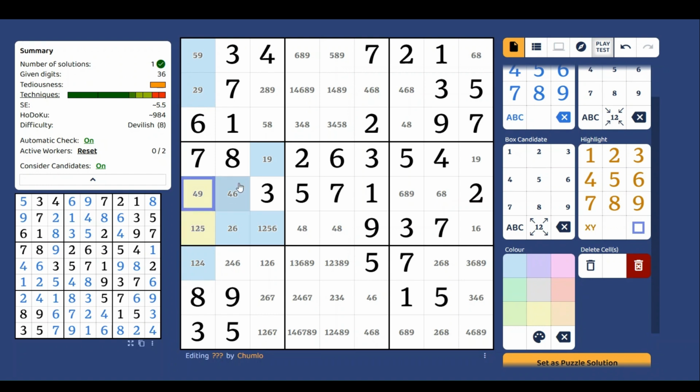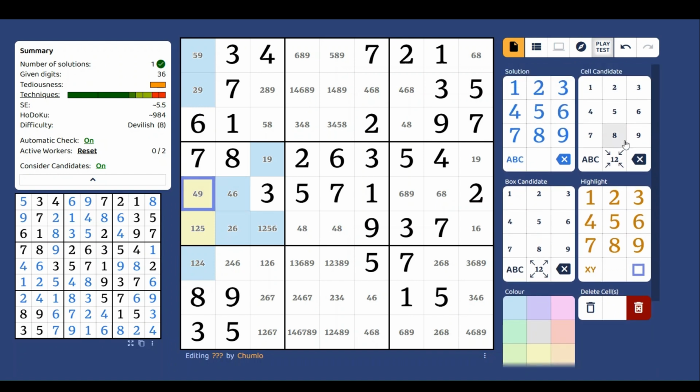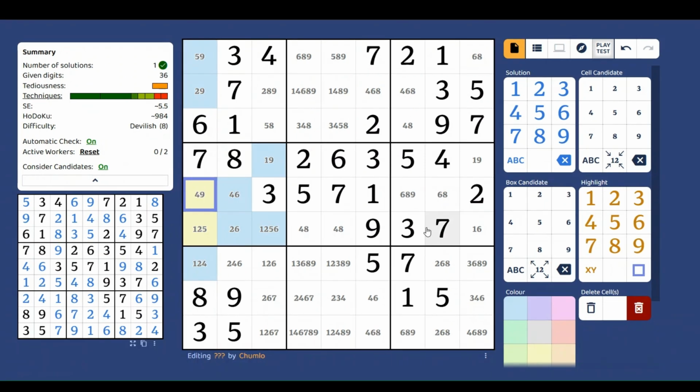9 and 1 would empty out this cell right here, which makes 9 and 1 an invalid combination. 9 and 2 would empty out this cell, and 9 and 5 would empty out this cell. So we notice every single combination that involves a 9 in this cell empties out some other cell, which would be an invalid state. Therefore, we could eliminate 9 as a candidate, and that means this number must be a 4 right here.